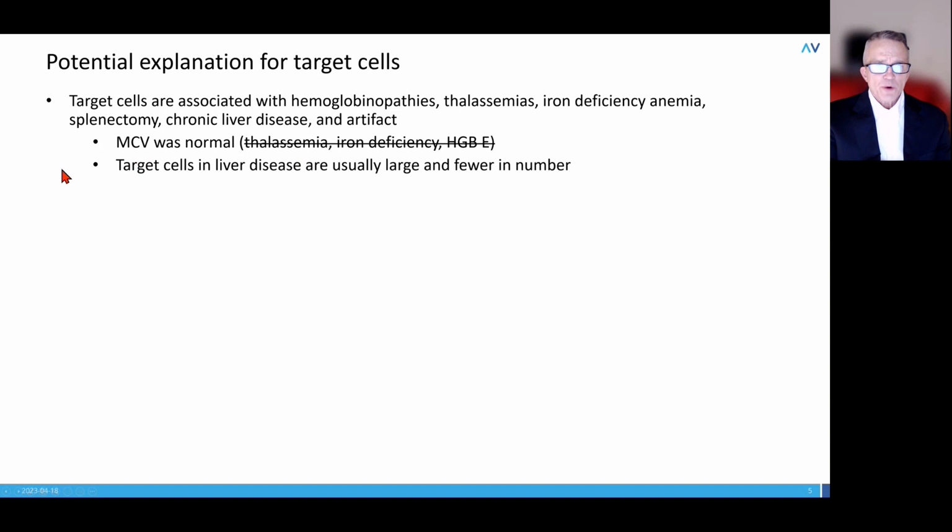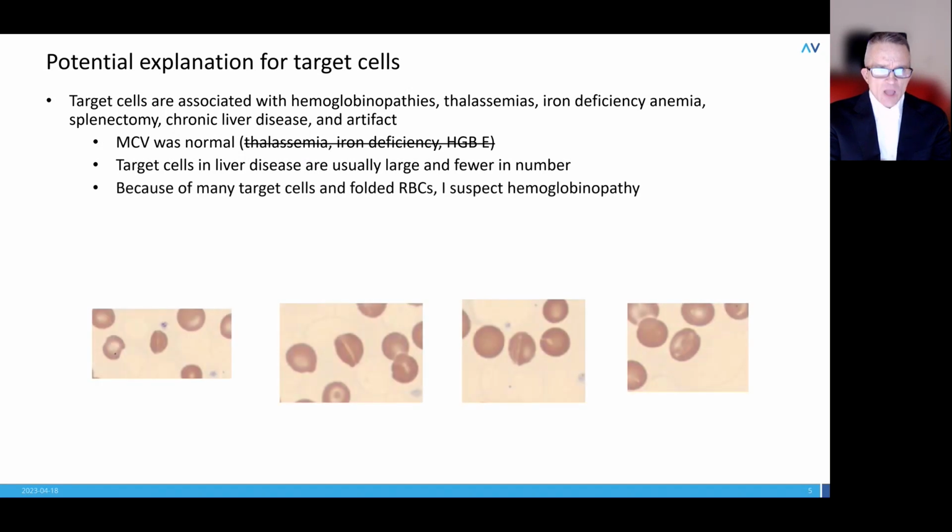Target cells, when present in liver disease, are usually larger. They're sort of macrocytic. And in my experience, the concentration of target cells in patients with liver disease is lower than what we're finding here. Because of the numerous target cells, and there were several folded cells, as you can see in these images, and folded cells are seen in very few conditions except the hemoglobinopathies, I concluded that it's probable the patient had an underlying hemoglobinopathy.